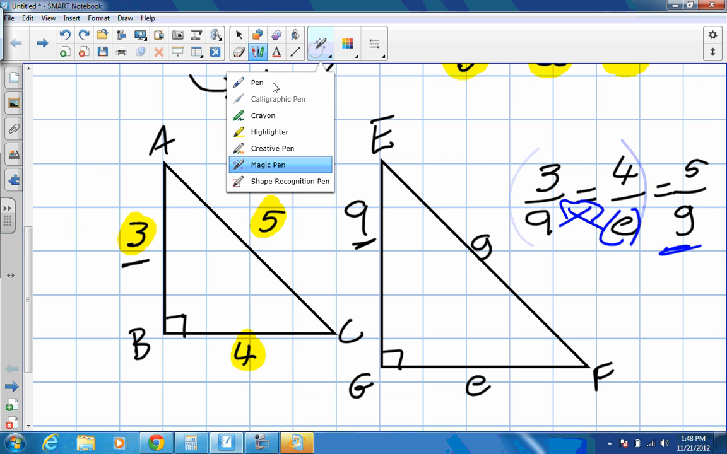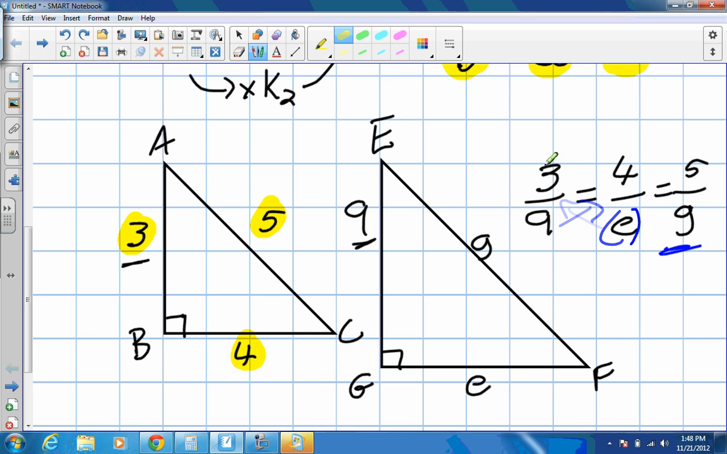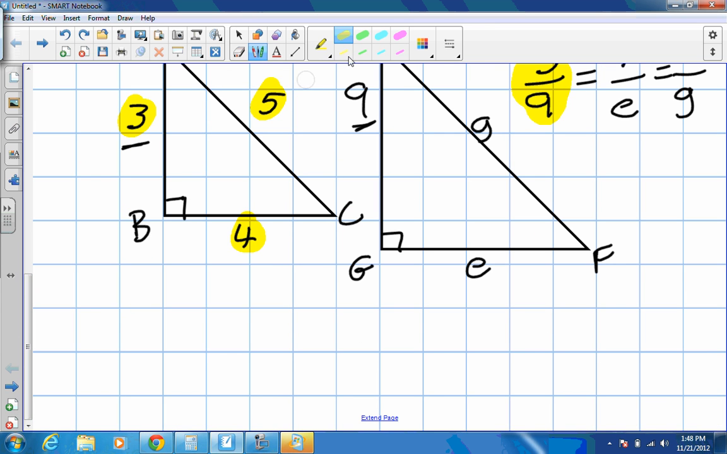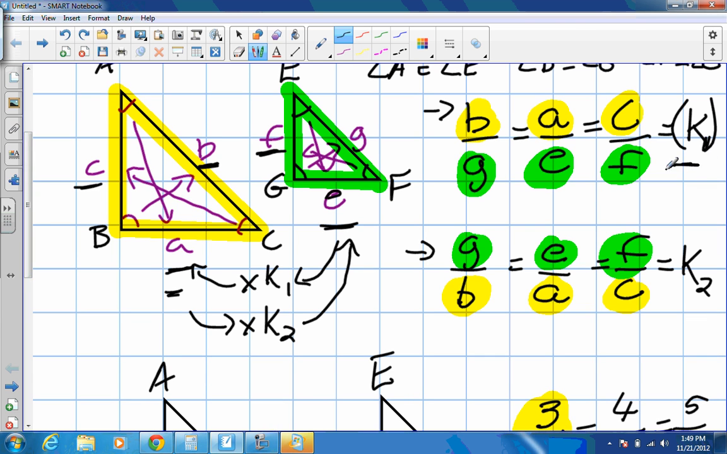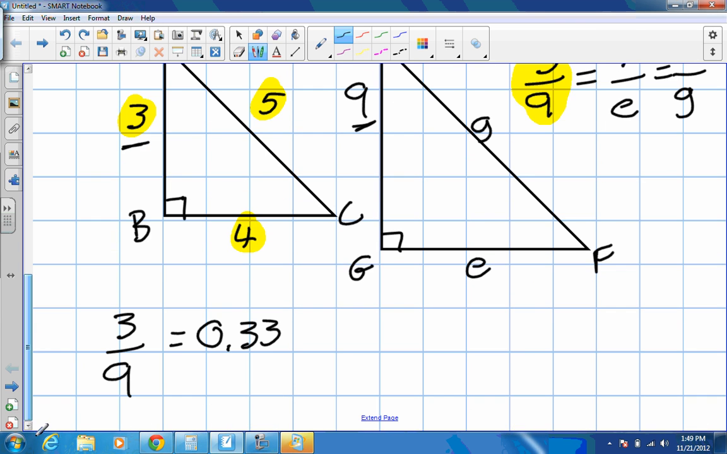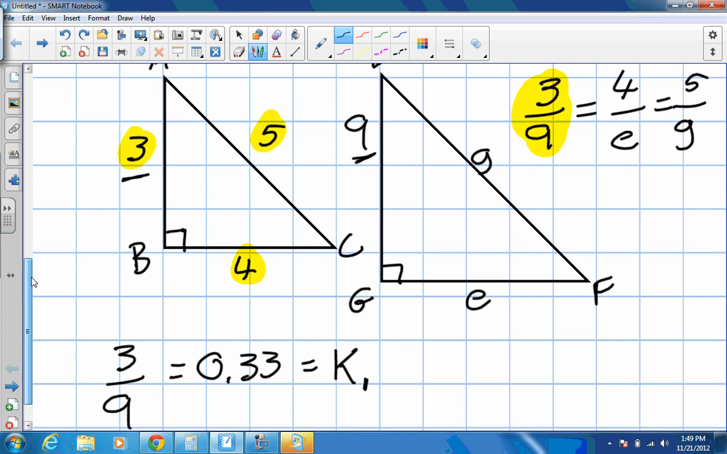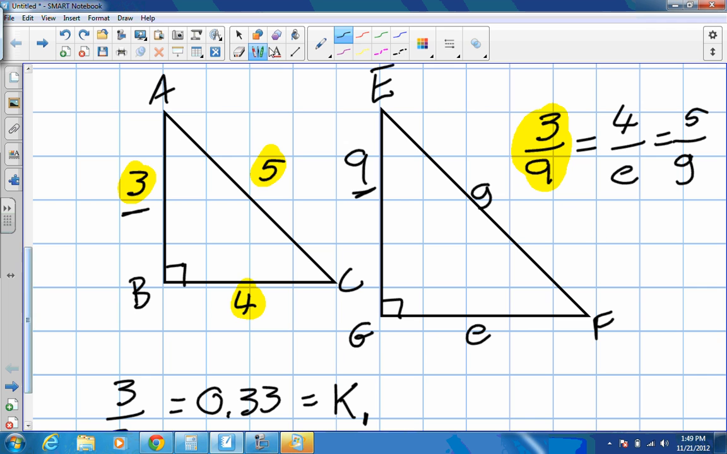The one ratio that we do have is 3 over 9. I'm going to find out what that value is as a decimal. So 3 divided by 9, anyone know? 0.0333 repeated, okay? And if you look from above, what we actually found was a scale factor, K. So in other words, we're going to say that K, and we'll call it K1 in this case, is equal to 0.03.